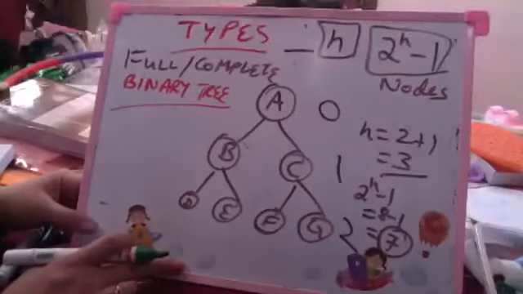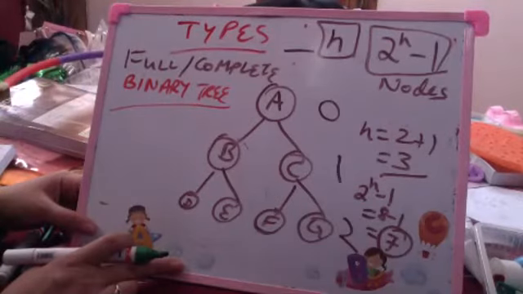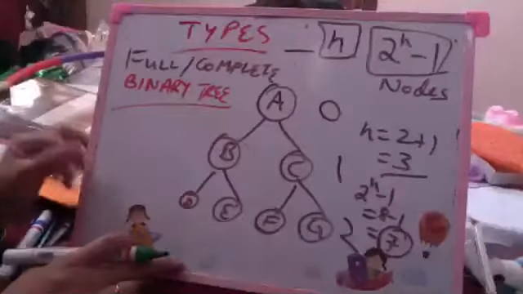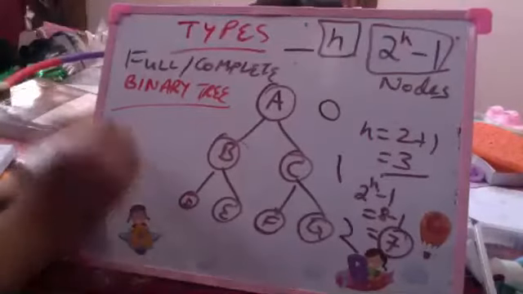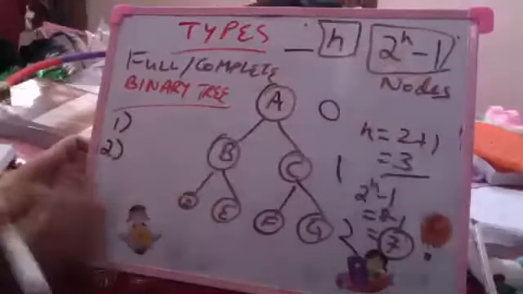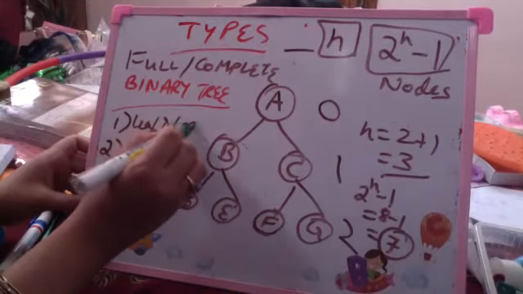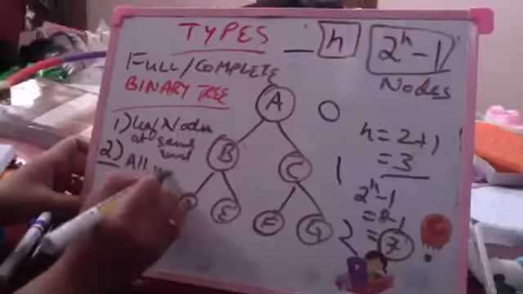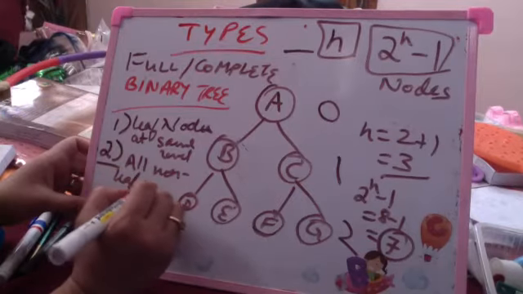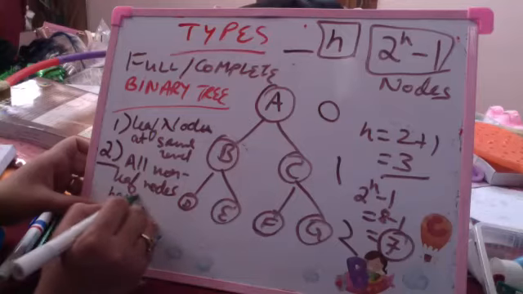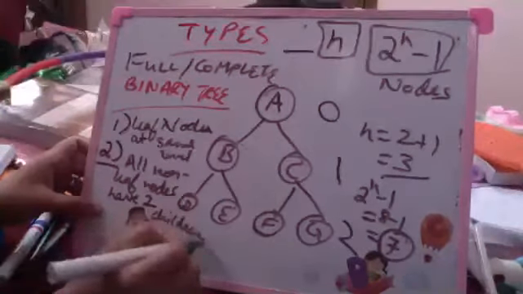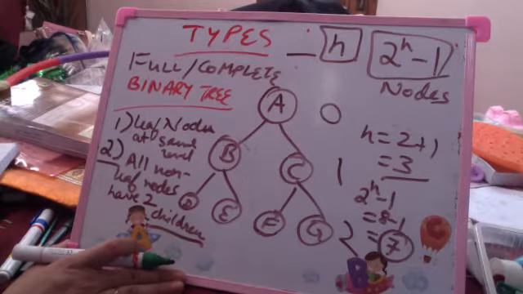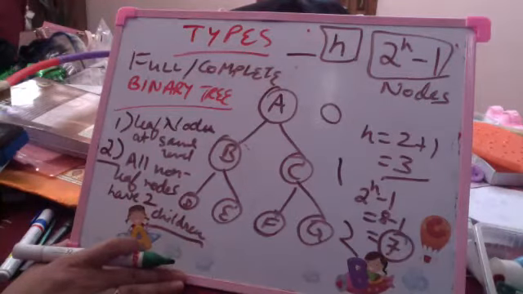Ma'am, here, for 2 raised to h minus 1 nodes, there are the two conditions you mentioned: leaf nodes at the same level and the other nodes having 2 children. It is one and the same thing, just different definitions. You can write it in two conditions or write it like this, it represents the same thing. Leaf nodes at same level, all non-leaf nodes have 2 children. If these two conditions are fulfilled, then also it is a complete binary tree. And in place of these two conditions, if this is fulfilled, then also it is a complete binary tree. These are one and the same thing, different ways of defining the same thing. Is this clear? Yes, ma'am.